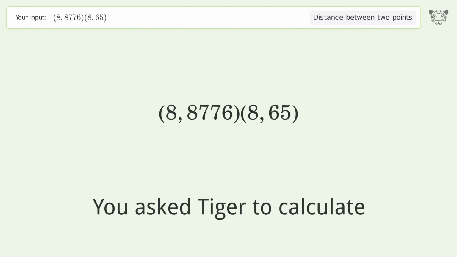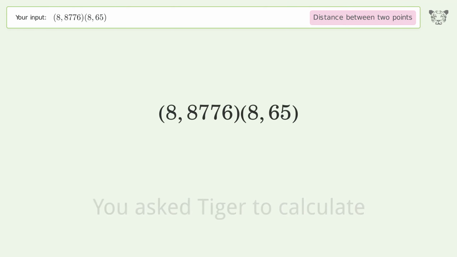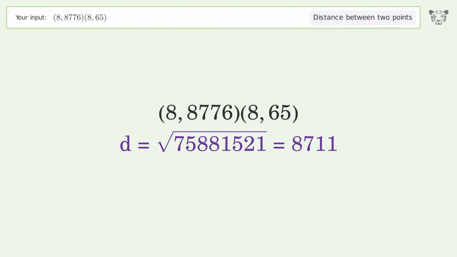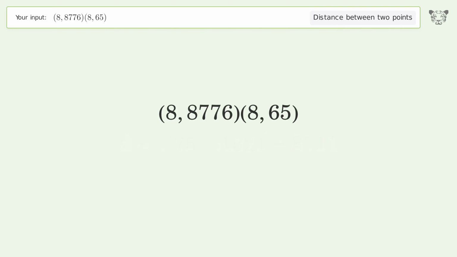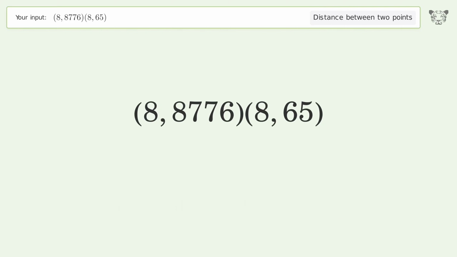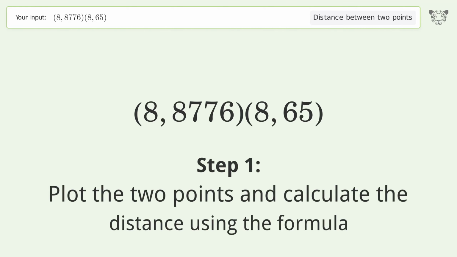You ask Tiger to calculate. This deals with the distance between 2 points. The distance between the 2 points is the square root of 75,881,521, or 8,711. Let's solve it step by step. Plot the 2 points and calculate the distance using the formula.